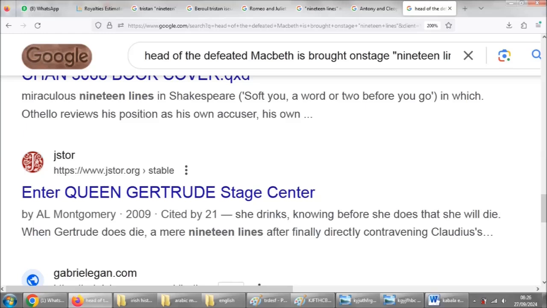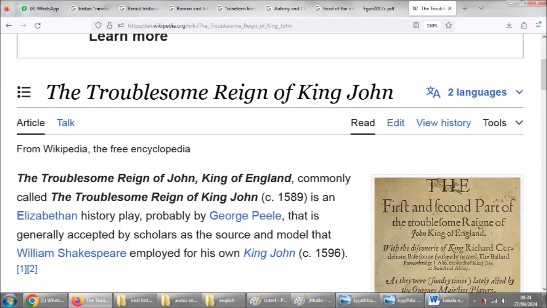So the thing is, William Shakespeare, we're told these plays, we believe these manuscripts, we think they're old. There's a book, The Troublesome Reign of King John, King of England, an Elizabethan history play, probably by George Peele. Some people say it is accepted by scholars to be the source and model that William Shakespeare used for his own King John. So they say he probably copied it. People are questioning the authenticity.